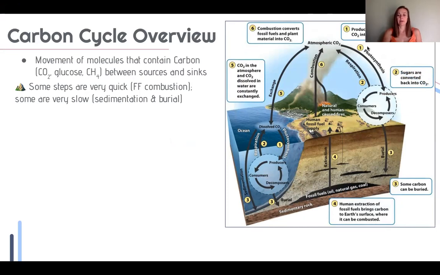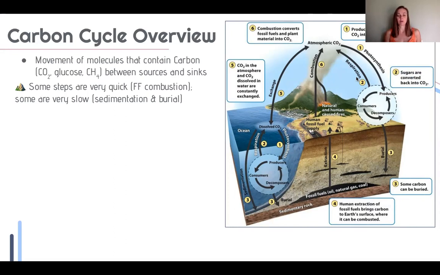So we can talk about carbon dioxide existing in the atmosphere, lots and lots of carbon dioxide in the atmosphere. That carbon dioxide is taken up by producers who convert it into sugars or glucose, which they then use for fuel. Some of those sugars stay in the plant and are converted to the structural material of the plant itself. Some of them are used in the process of cellular respiration to provide energy for the plant. And when they do that, they get converted back into carbon dioxide. So that process of photosynthesis and respiration is a quick process.